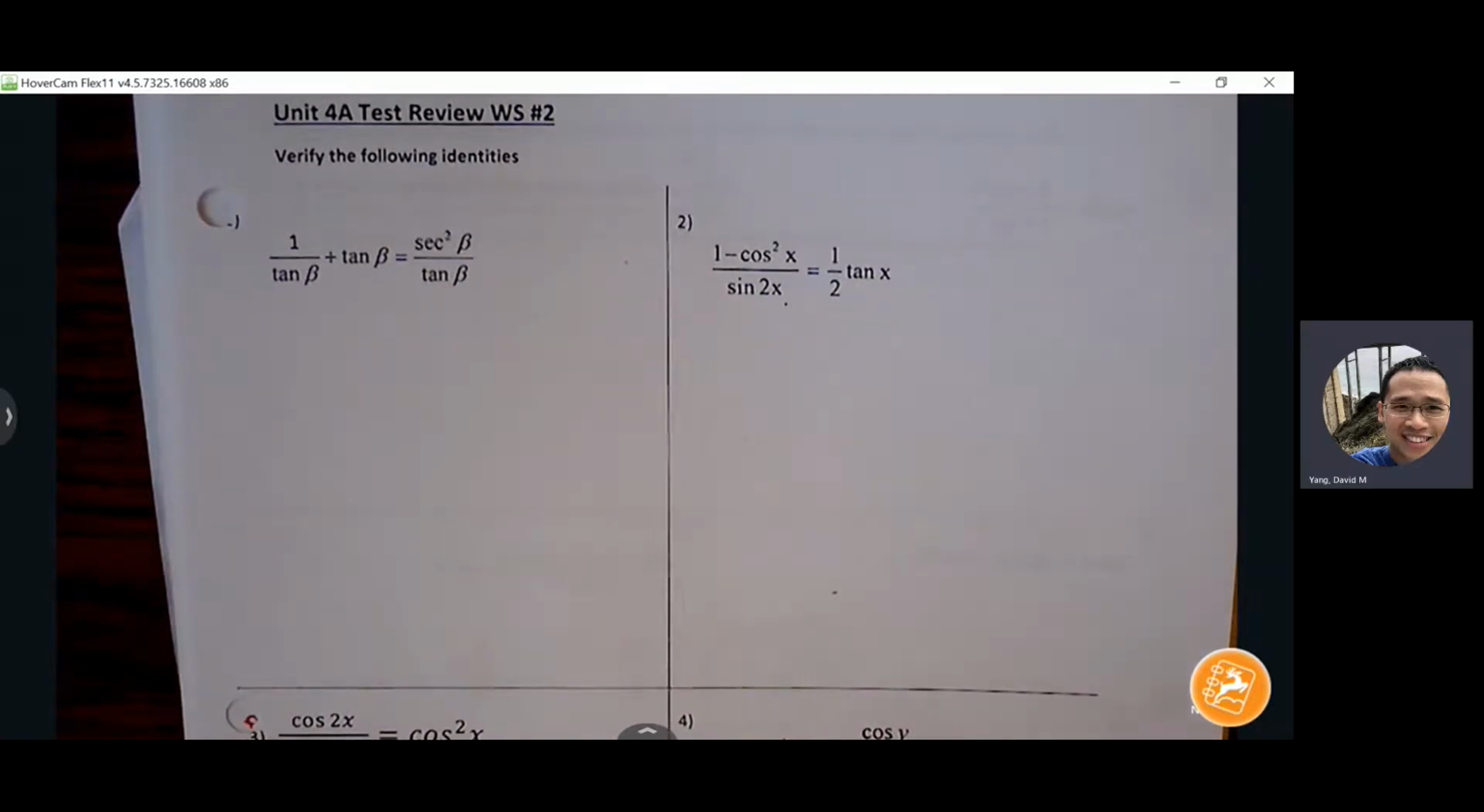Okay, so number 1: 1 over tangent b plus tangent b equals secant squared over tangent b.